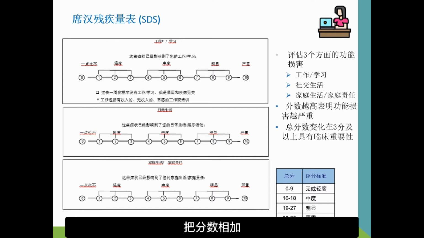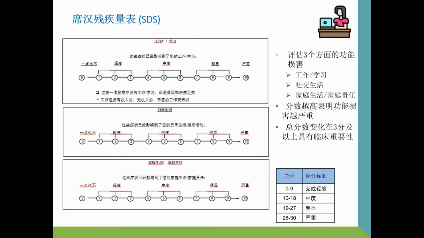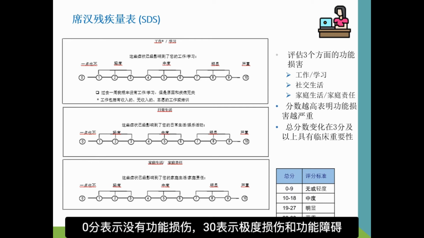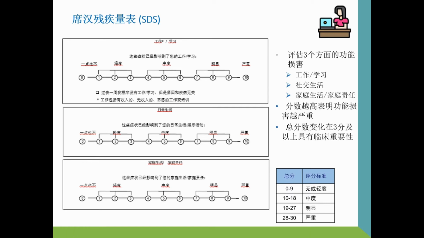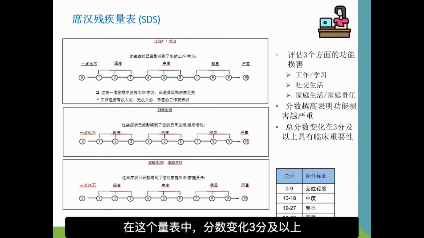You add up the scores and you get a score between 0 and 30, where 0 indicates no impairment and 30 indicates extreme impairment in functioning. In this particular scale, a change of 3 or more in the score indicates a clinically important improvement or worsening in functional activities.